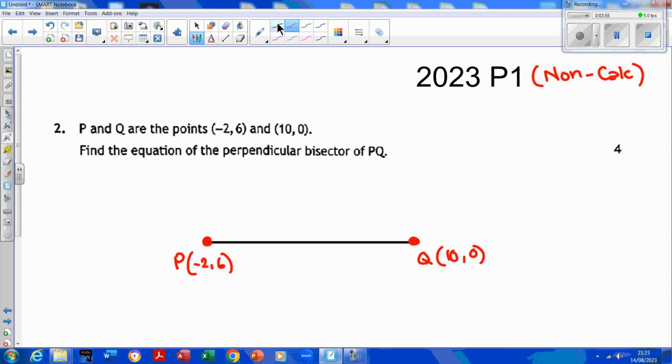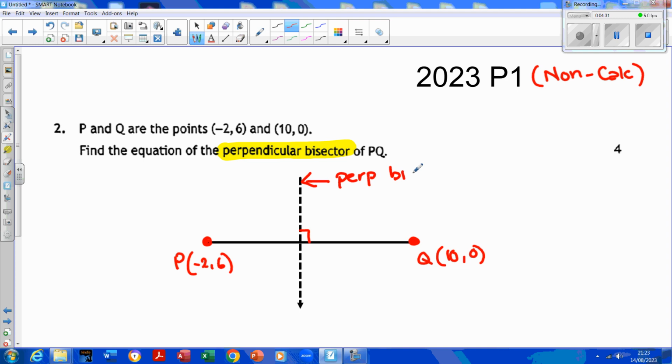Important thing here is we want the perpendicular bisector. That's one of the 3 lines that we've got to be able to find the equation of. So what does perpendicular bisector mean? Perpendicular means a line that's meeting this line PQ at right angles, and if you bisect something, you cut it in half. So the perpendicular bisector of PQ is the line that cuts it right down the middle, and it cuts it at 90 degrees. So that's basically a wee representation of your perpendicular bisector.